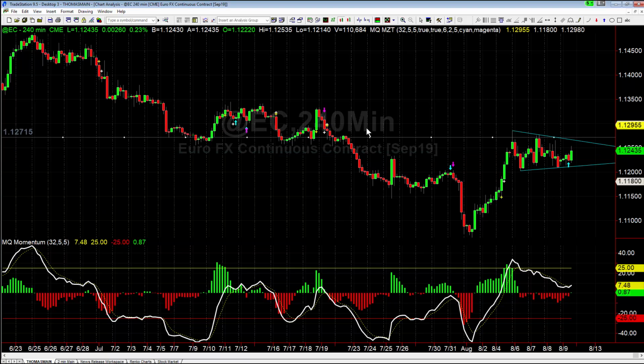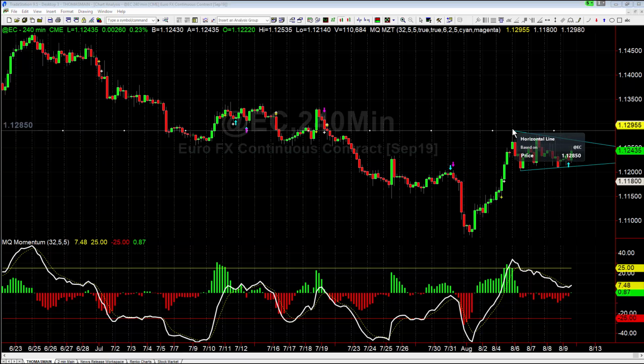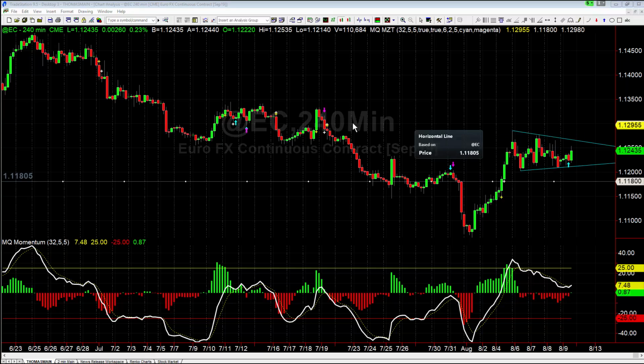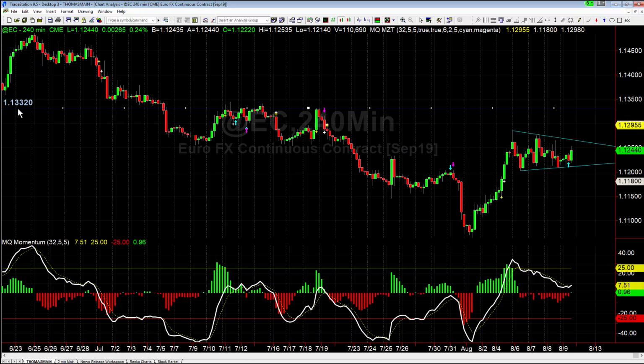And then the next targets would be, well, the first test would be, can we get through these pivot highs up here at 1285? And then we're looking at going all the way up to 1.133, or these previous pivot highs where we had resistance up there. So that's what we're watching for with the euro.